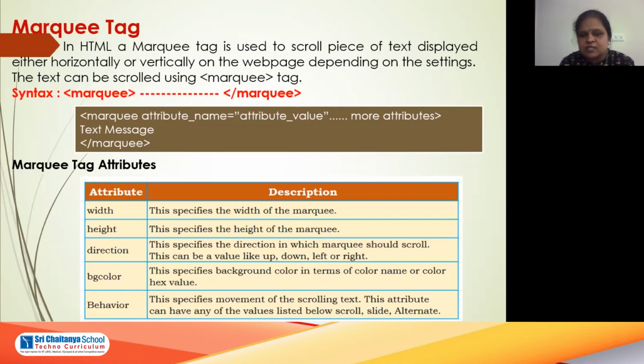Direction specifies the direction in which the marquee should scroll, means how it should move, whether it should move from up to down or down to up or left to right or right to left. And then what is this behavior? Behavior scroll means it will be scrolling all over the web page. Slide means it will just reach, come back, like that, alternate. Like this, we have 3 values. We will just give something and we will see how exactly it works.